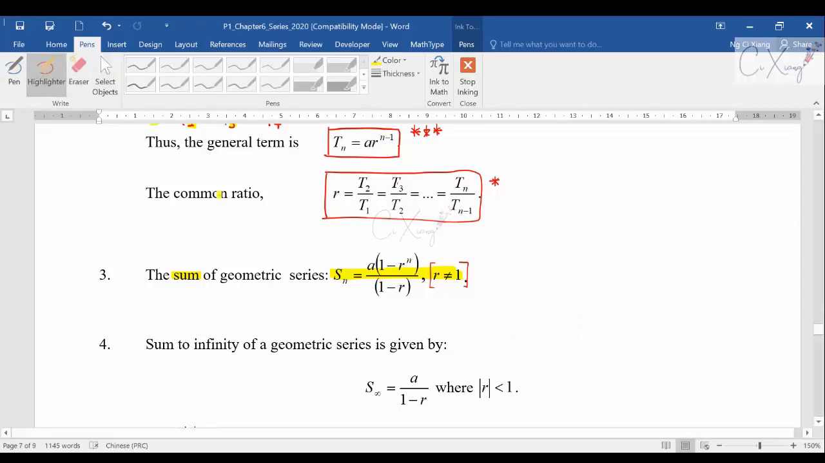And then there is another formula which only appears specifically in geometric progression. It is the sum to infinity.